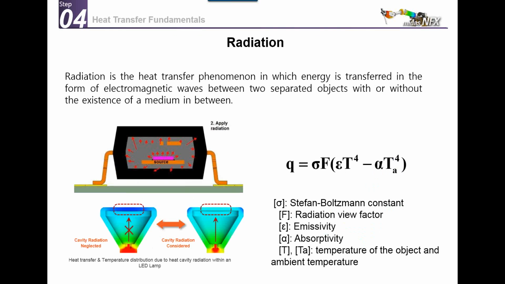Now, radiation is the heat transfer phenomenon in which you have transfer of energy in the form of electromagnetic waves between two separate objects. For example, you have a chip with a source, and nothing inside, but you have some transfer of heat between the chip and the cover of the chip. This is called radiation. It can also be sun radiation, where the rays of the sun are heating your model.